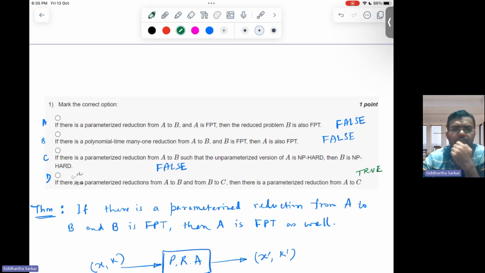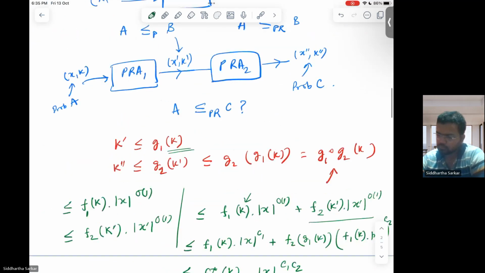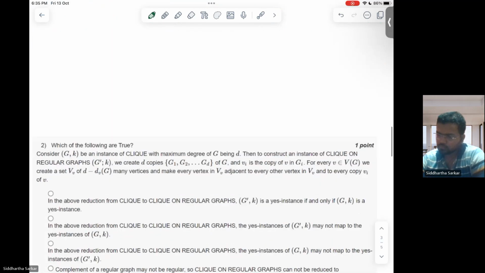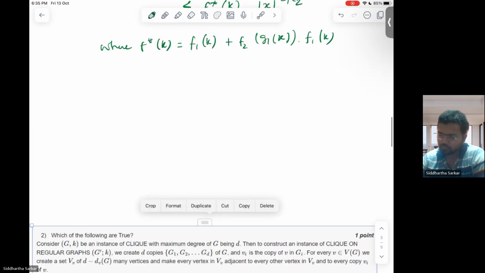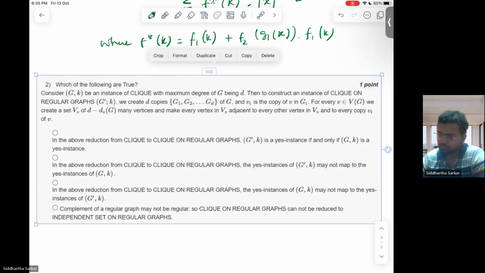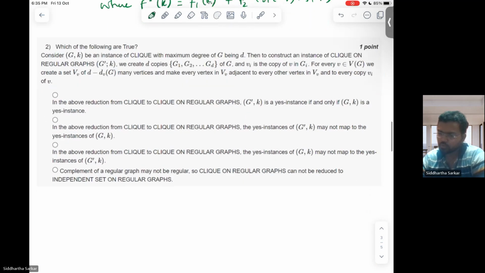So let's move to the next question now. Which of the following are true? Consider G comma K to be an instance of clique with maximum degree of G being D.